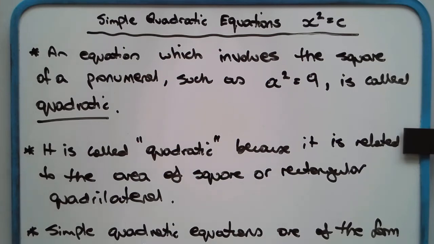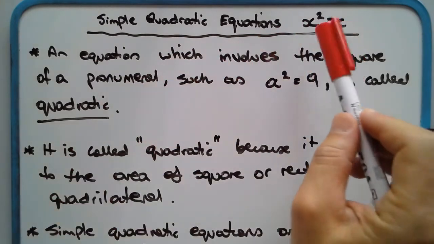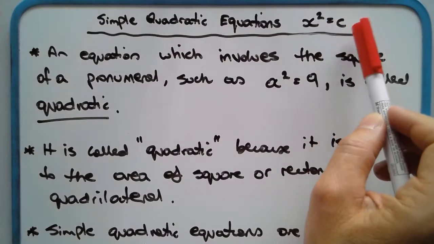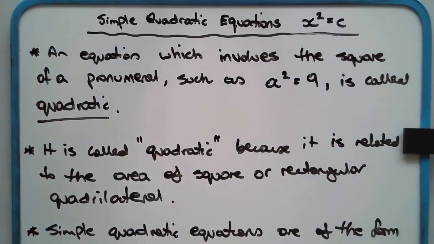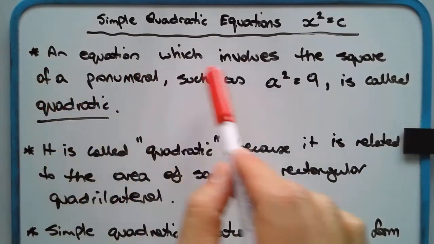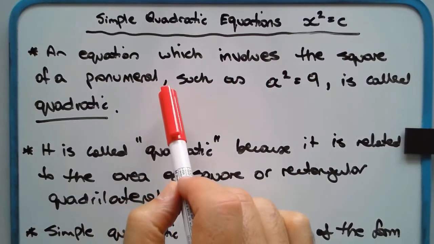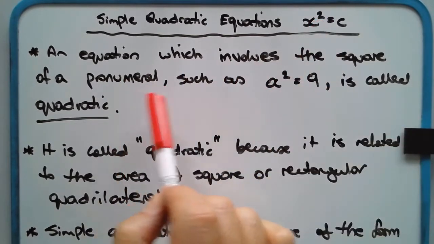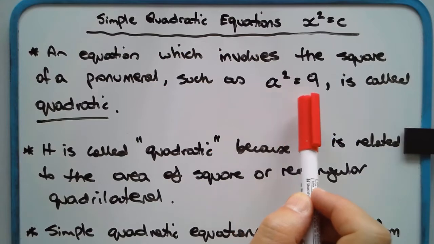Let's have a look at simple quadratic equations now, and these are equations of the form x squared equals c. Okay, so let's go through some points together first. An equation which involves the square of a pronumeral, as we saw in the heading, such as, for example, a squared equals 9.